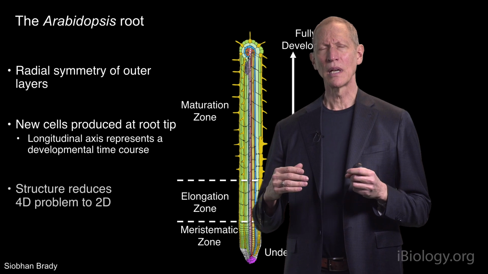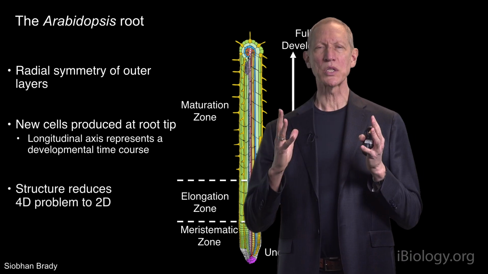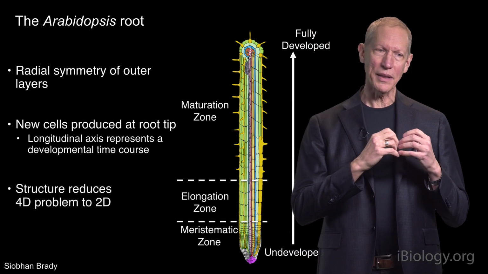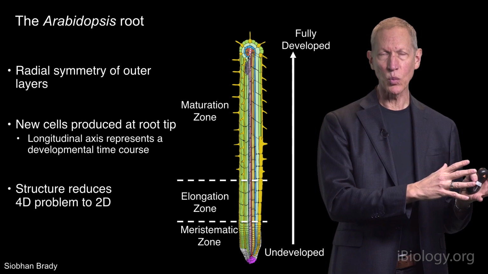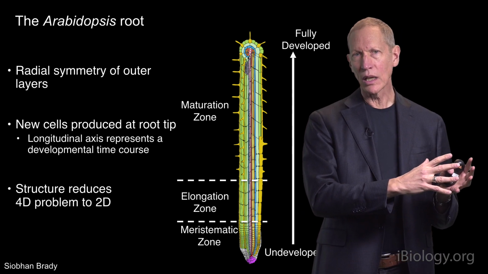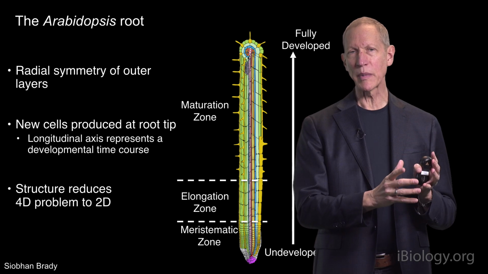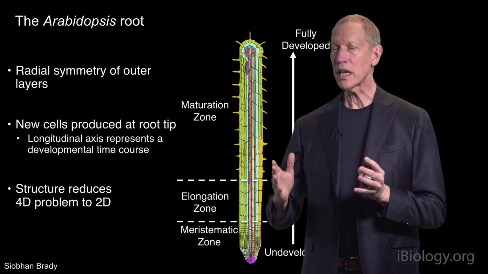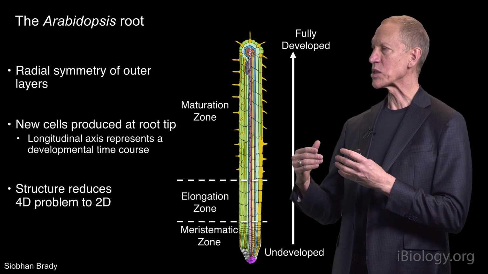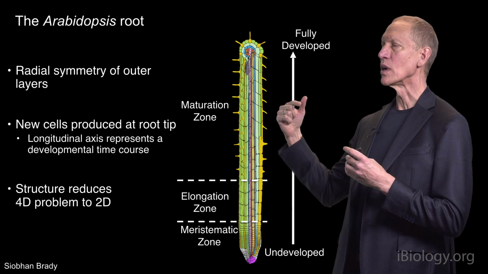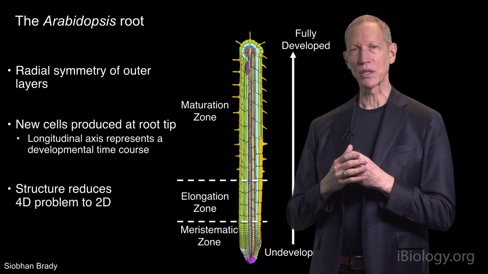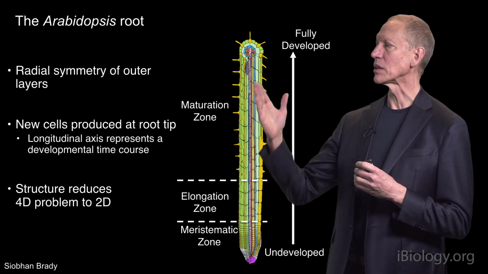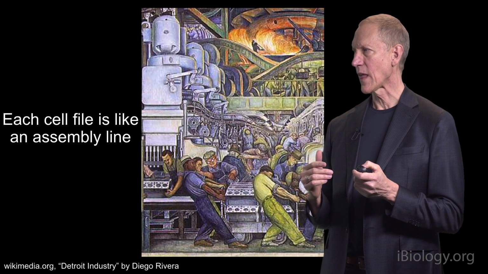What this does is reduce the normal four-dimensional problem of development. Think of an animal embryo growing in the womb, where one has to be concerned about the three spatial dimensions plus time, where here the three spatial dimensions are essentially reduced down to one dimension because of the radial symmetry, and time is on the longitudinal axis.